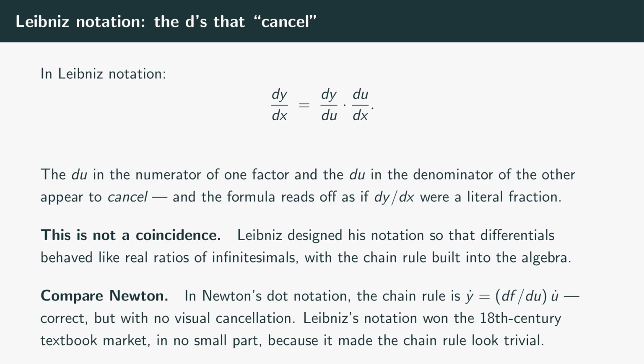When 18th century textbooks started picking sides in the Newton-Leibniz priority dispute, the Continental authors went with Leibniz's notation for two reasons. He published first, and his d-fractions made the chain rule and several other rules look algebraically obvious. By 1800, even British textbooks had switched over. The notation is doing real work every time you write it.